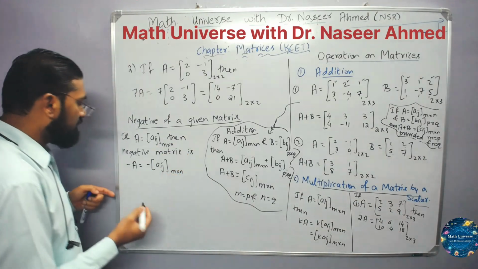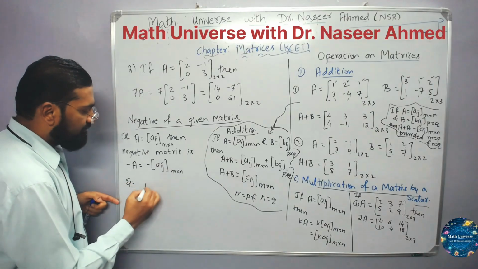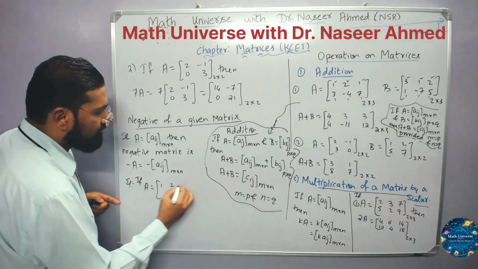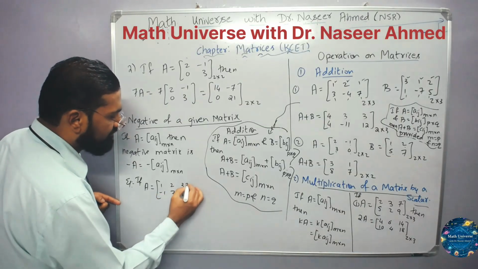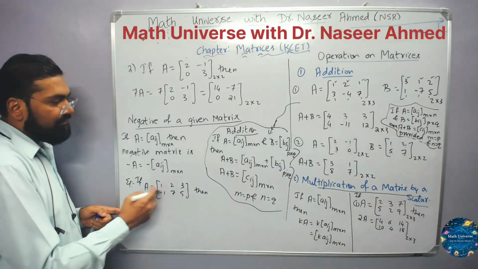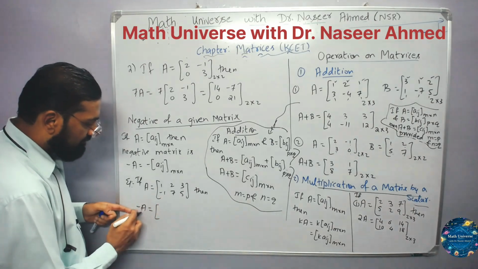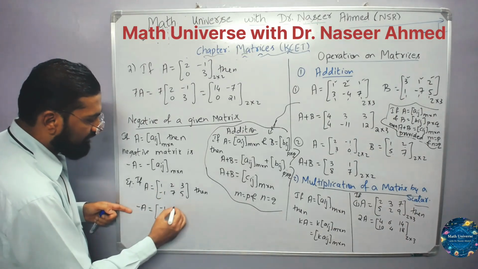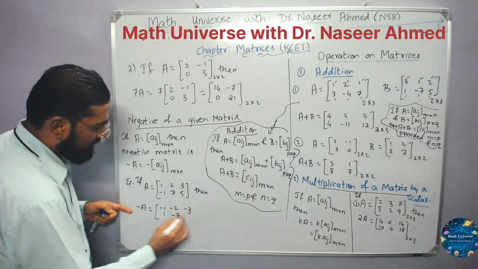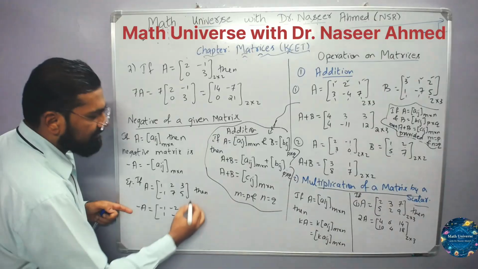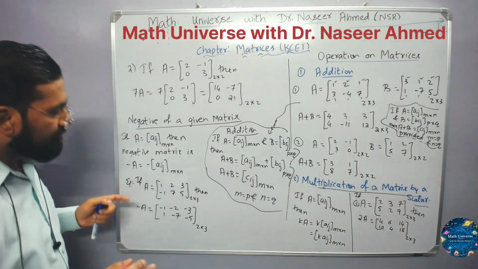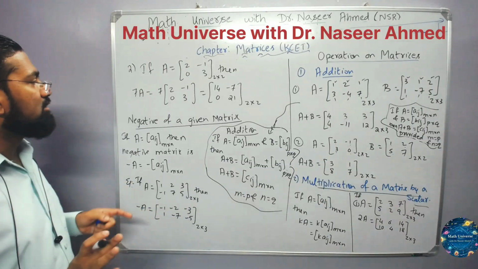For one example, if A is given as 1, 2, 3, minus 1, 7, 5, then for minus A I just multiply by negative: minus times plus is minus 1, minus 2, minus 3, minus times minus is plus 1, minus 7, minus 5. This order is 2 by 3, and again it is 2 by 3. The same thing can be said for a square matrix as well. I hope these things are clear.